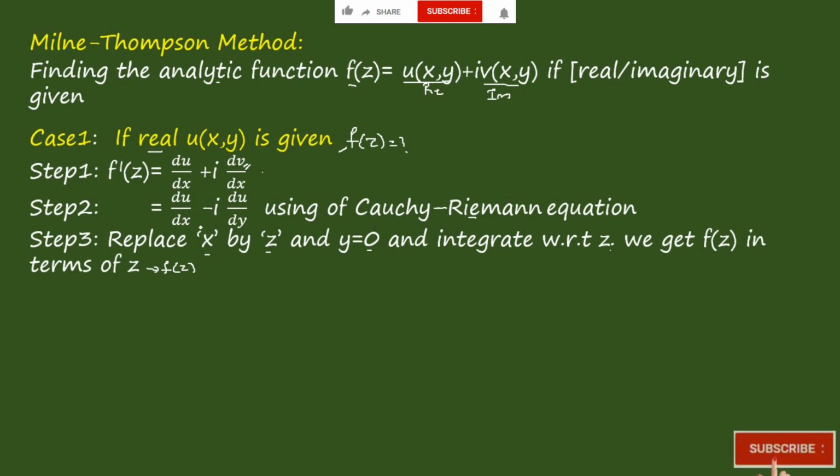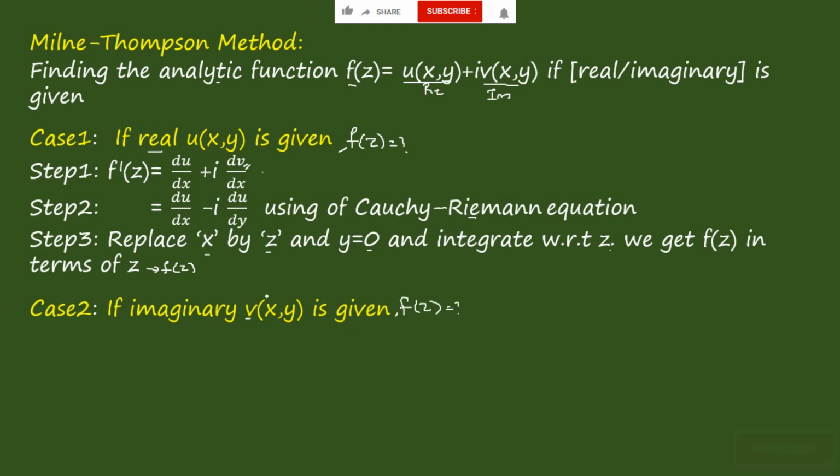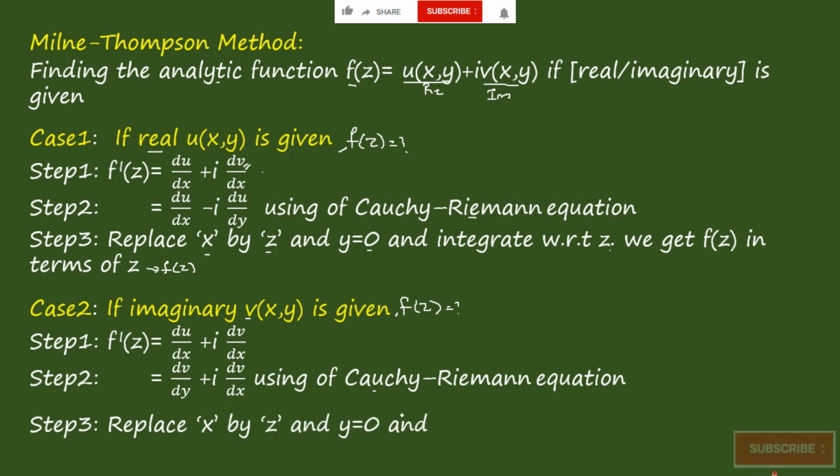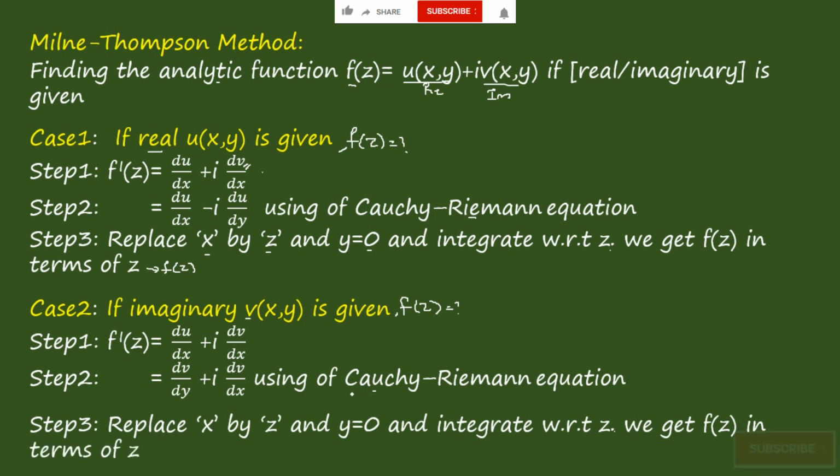Now this is the real part case: how to find f of z. Now if the imaginary part v is given, then we have to find the value of f of z, right? The same steps are followed. Step 1, find f dash of z, which is equal to du by dx plus i into dv by dx. Step 2, what do you do? Replace the value of du by dx by dv by dy using the Cauchy-Riemann equation, right? And the third step is replacing x by z and y equal to 0 and integrating with respect to z. We get f of z in terms of z only.